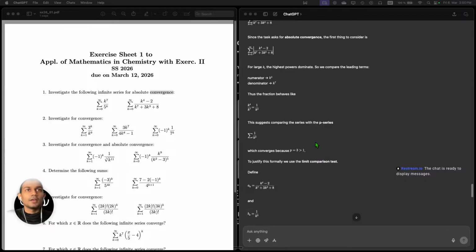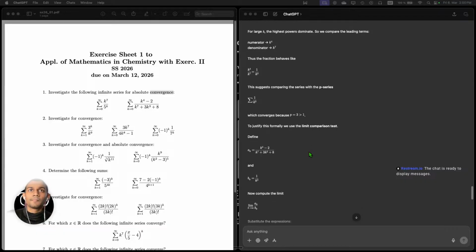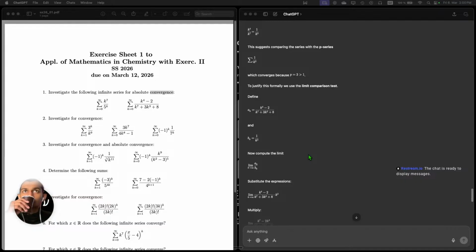P equals 3 greater than 1. Oh, and b_k equals, okay. Limit comparison test. Do we have a limit comparison test? We got harmonic series, Majorant criterion, minor observation, root test, condensation test, Leibniz criterion. Yeah, I know the quotient test.